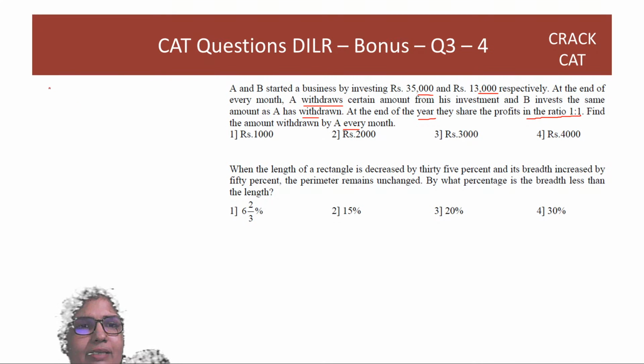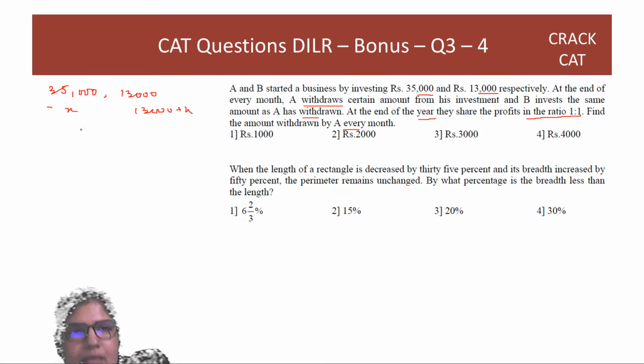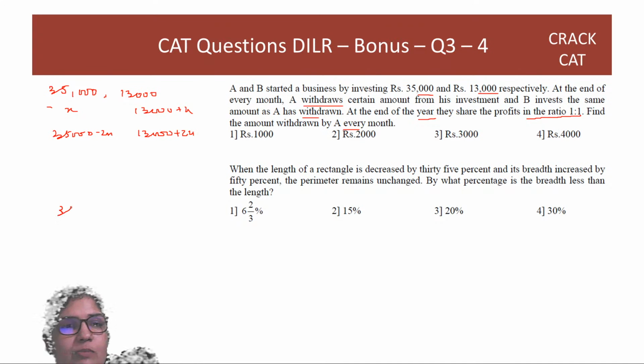So they start the business with 35,000 and 13,000. So every month, this guy is removing X, this guy is adding X. Correct? In the second month, it will be 35,000 minus 2x and 13,000 plus 2x. Doing this, in the 12th month, when you do this 11 times, it will be 35,000 minus 11x and 13,000 plus 11x.